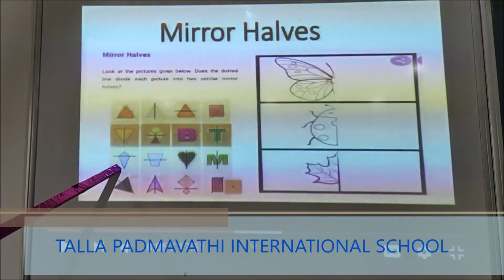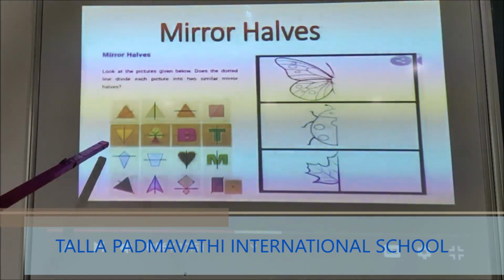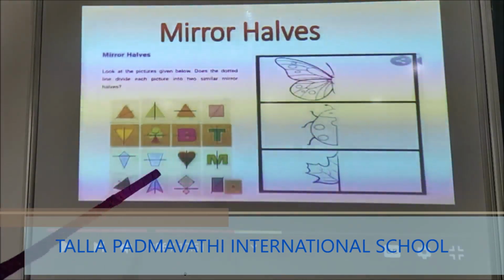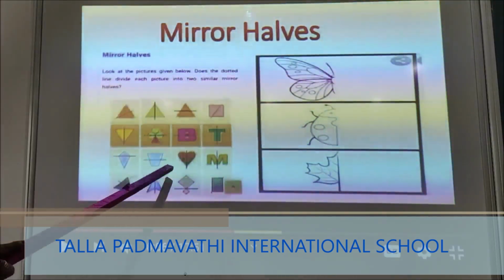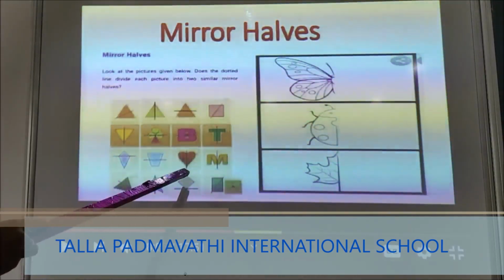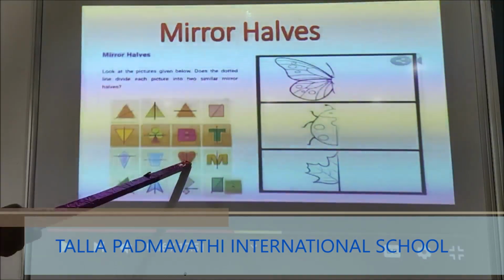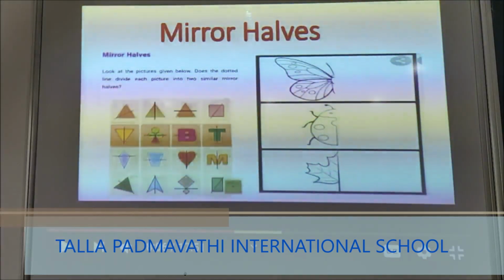Next one. Is it symmetric? No. The upper part is not equal to the lower part. Is this symmetric? No. Asymmetric. Is this heart-shaped symmetric? Yes. It is dividing it into equal halves. M is also divided into equal halves.